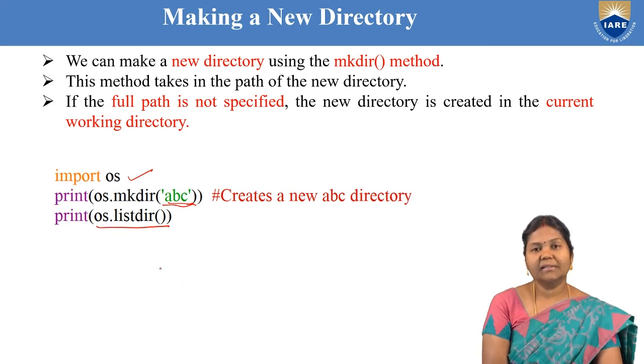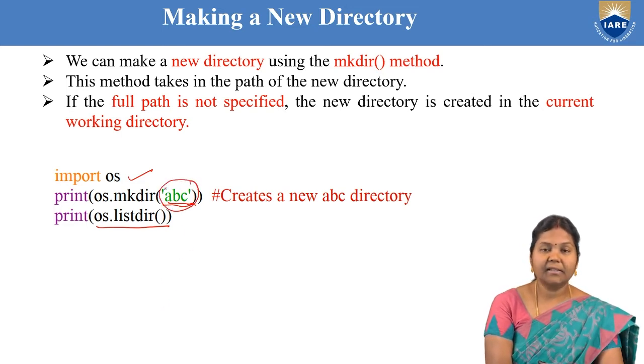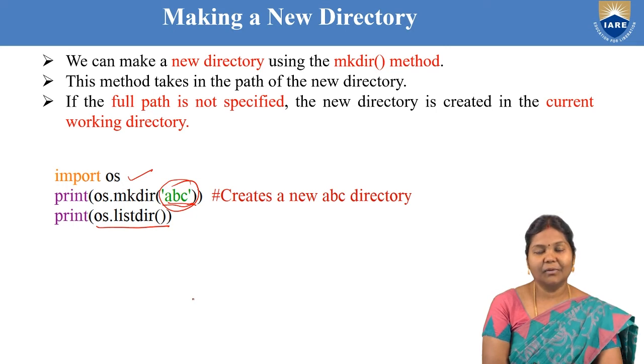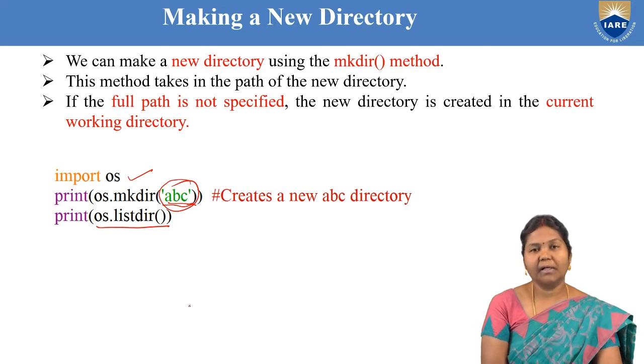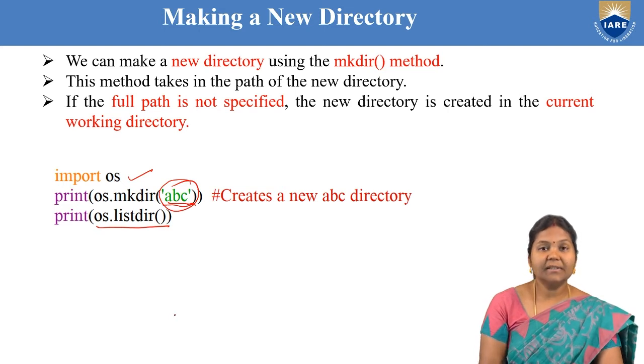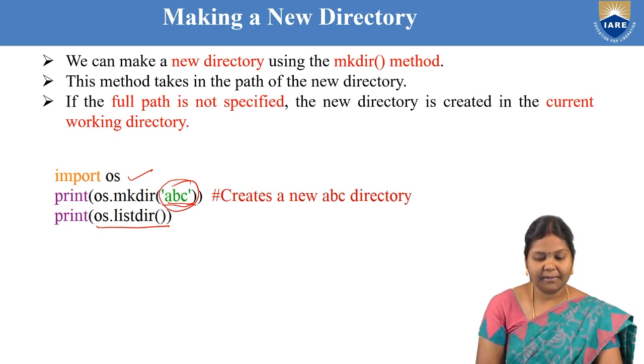So if you list out the directories and files, you will find that this new directory ABC has been created in your current working directory. If you want to create a directory in some other path, then you have to provide the path followed by the name of the directory that you want to create. So this is about the mkdir method.